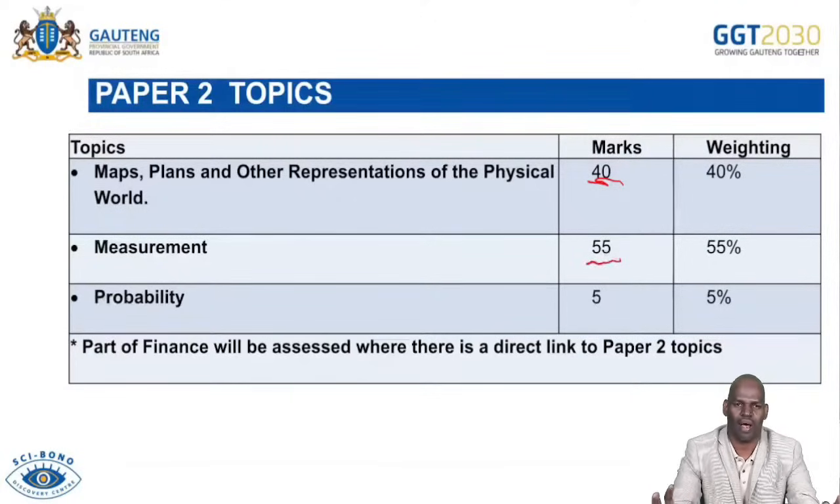But your focus must be on maps, plans, and on measurement. Probability and finance, you have already studied. It's just a matter of revising. Again, finance is not going to be a lot, boys and girls. You don't have to stress, you don't have to go and study it again, because it's only about 5%. It must also be about 5 marks.